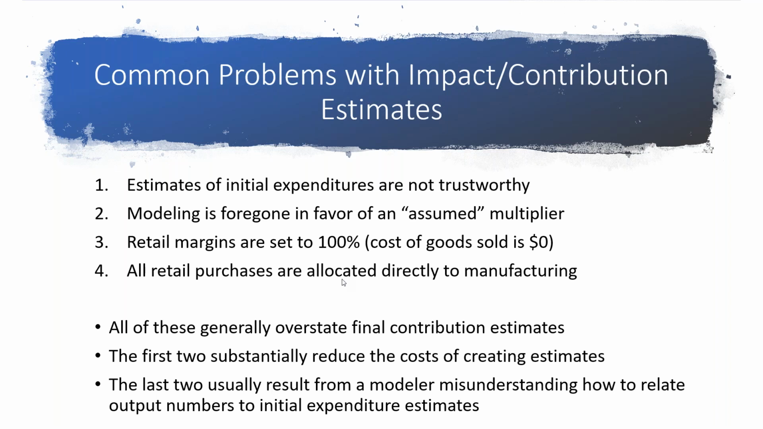The first two substantially reduce the costs of creating those estimates. The last two, it happens. I don't think it's dishonest. I think it generally happens when a modeler looks at what they put into the model and what they got out of it, and they can't reconcile it in their own head.